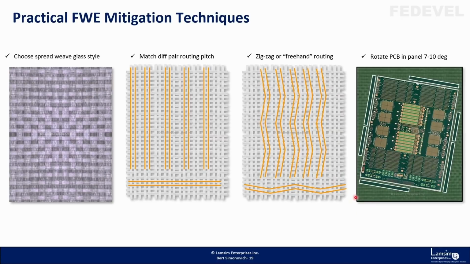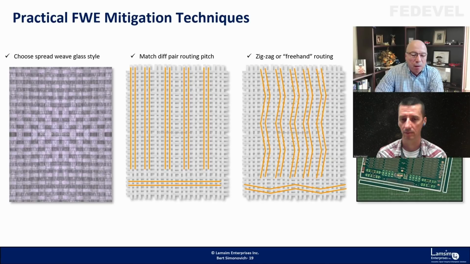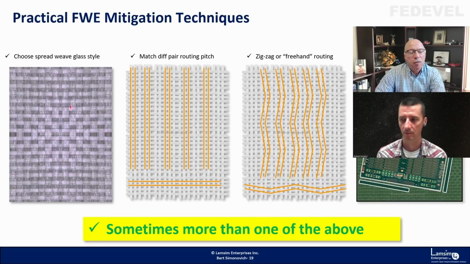And then another thing is rotating the panel itself, right? People rotate the artwork on the panel. So again, you rotate it 7 to 10 degrees. And that adds extra cost, of course, because material costs more and there is more waste with it. So those are some of the techniques.